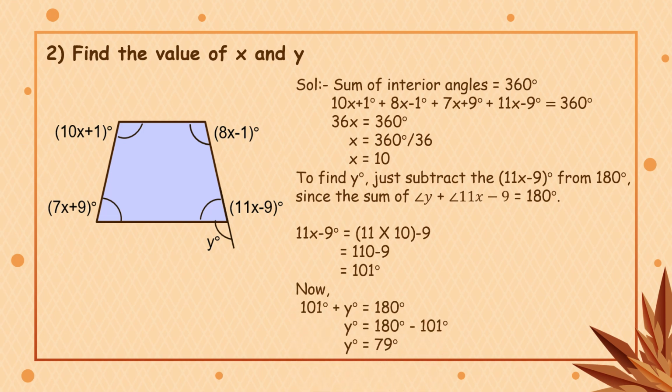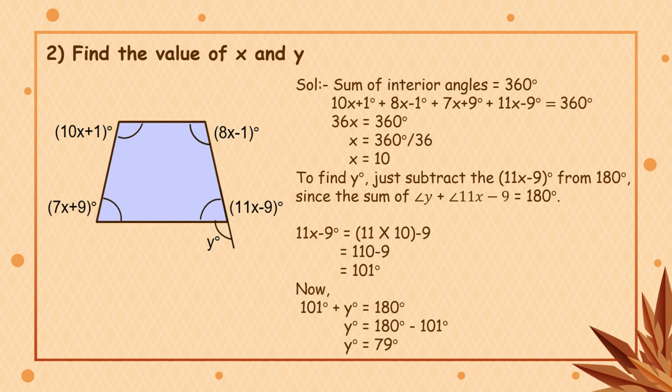So 11x minus 9 degrees is equal to 101 degrees. So just substitute. You know that 101 degree plus y degree is equal to 180 degree, as I said before. When you add those two angles, you get 180. So just subtract 180 degrees minus 101 degrees. You will get your angle y. So angle y is equal to 79 degrees.